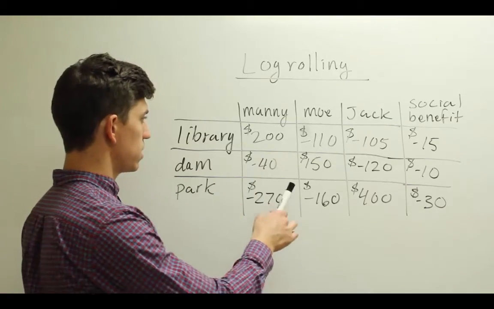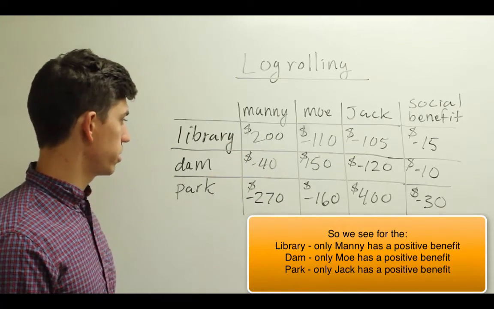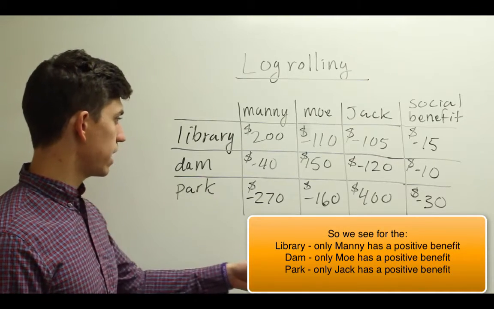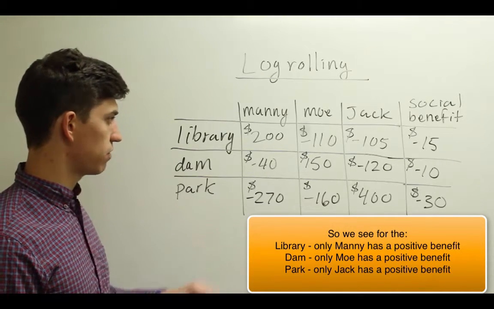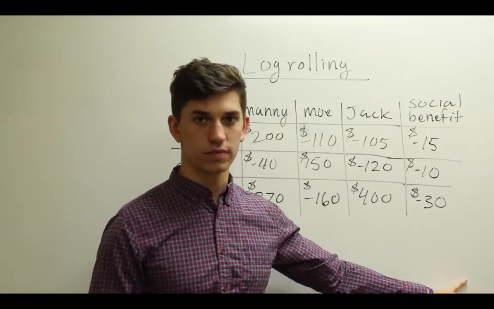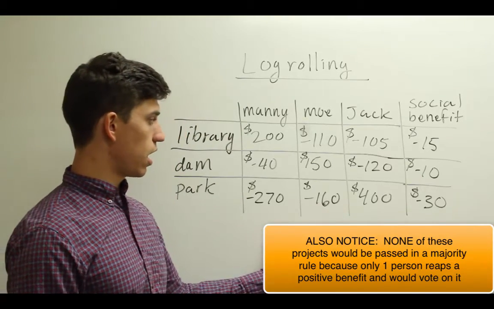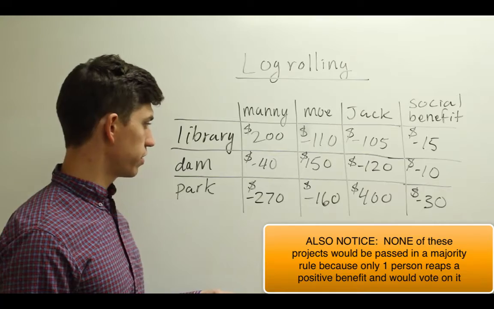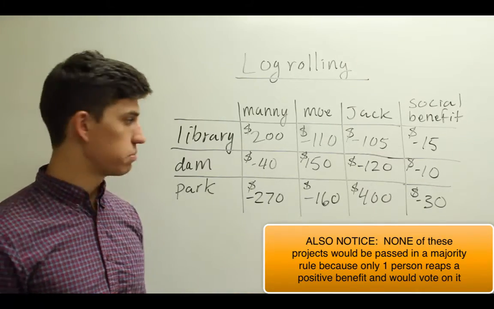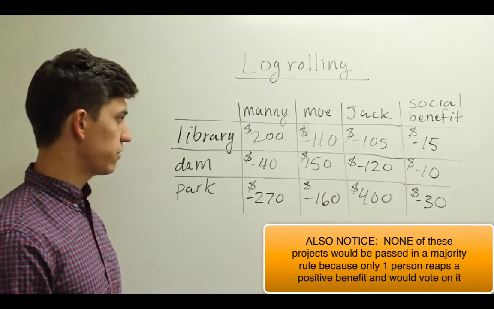Right? So if you notice, Manny's the only person who gets any positive benefit out of the library, Mo is the only person that gets any positive benefit out of the dam, and Jack is the only person that gets any positive benefit out of the park. And all of these net out to negative net social benefits, right? Because there's only one person in each one of these scenarios that gets positive utility, they would all fail by a simple majority vote, right? Because there's a 2/3 majority in each one that would vote against the project, so you would never get any one of these passed.